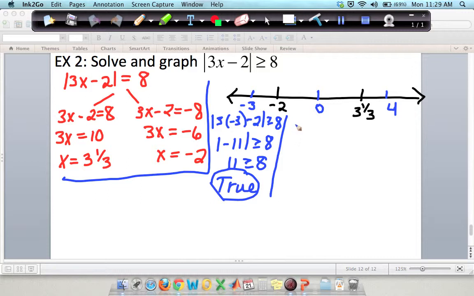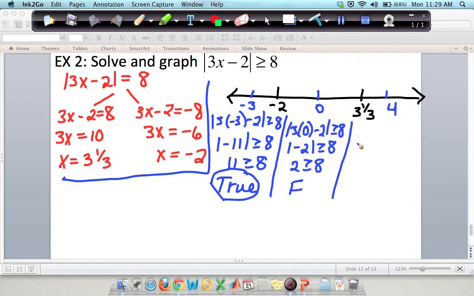Plug in 0 for x. And I get 0 minus 2 is negative 2. Absolute value of negative 2 is 2. 2 is not greater than 8, so this is false. And then the last region, I'm going to test 4. So 3 times 4 minus 2, and is that greater than or equal to 8? This is 12 minus 2, which is 10. The absolute value of 10 is 10. And 10 is greater than 8, so this region is true.